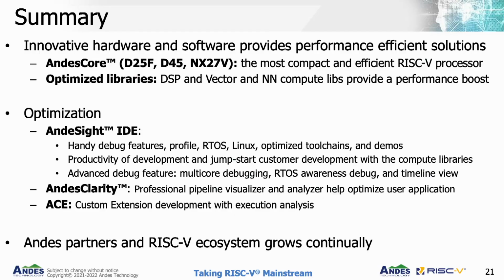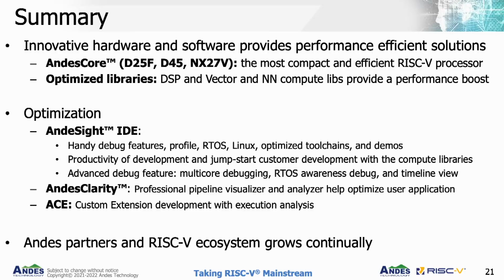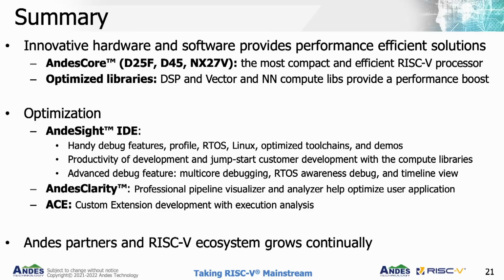Let's do a summary of the presentation today. The innovative hardware and software provide performance-efficient solutions, with the pros of a compact and efficient processor for DSP and the inverter. The optimized libraries are the corresponding software for this core, which gets the acceleration for the DSP, vector, and NN compute libraries. For further optimization, the IDE has advanced debug features and profile tools, OS support, DNAS, and optimized toolchains and demos for quick startup. It provides productivity for the development and a jump start for the customer development through the compute libraries.